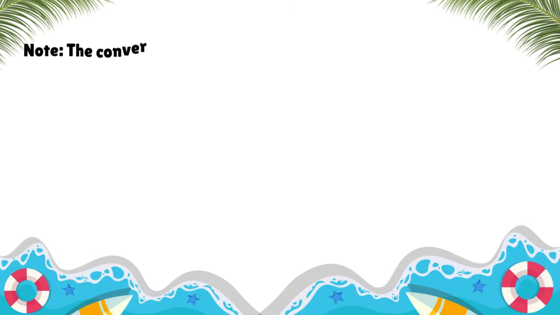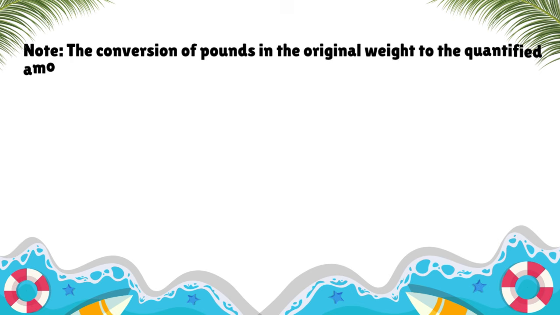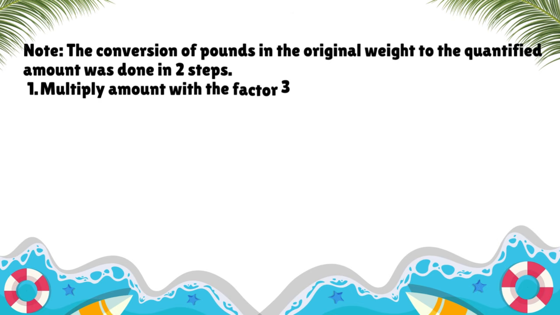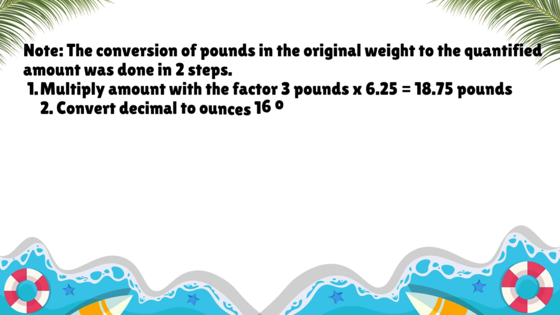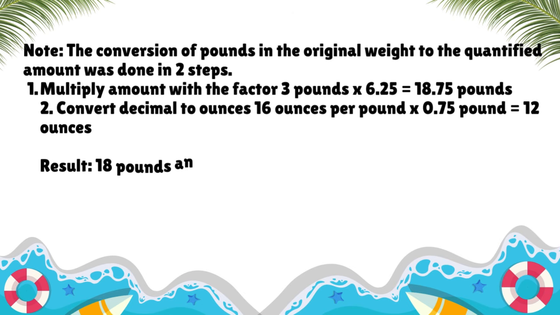The conversion of pounds in the original weight to the quantified amount was done in 2 steps. Multiply amount with the factor: 3 pounds times 6.25 is equal to 18.75 pounds. Convert decimal to ounces: 16 ounces per pound times 0.75 pound equals 12 ounces. Result: 18 pounds and 12 ounces.